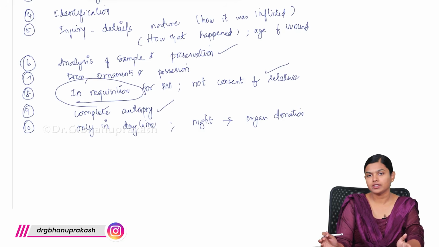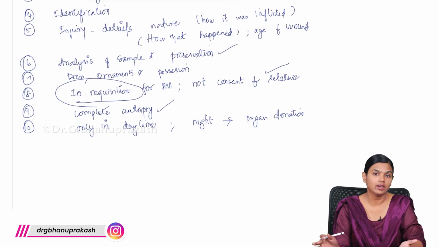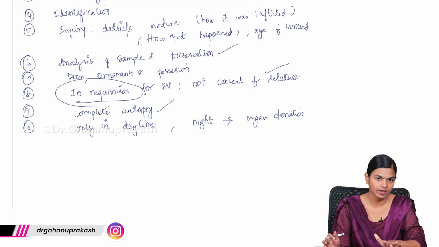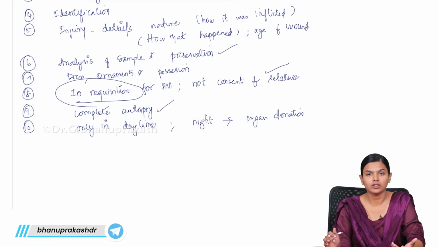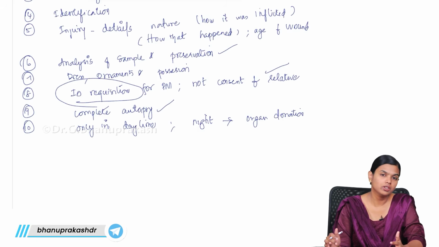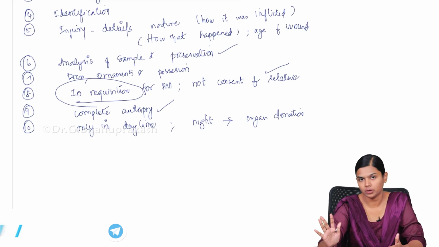If it is an MLC case, like a brain dead case because of an RTA, if someone is dying due to a road traffic accident and they are brain dead and they want to donate some organs to someone else, what do we have to do? It is an MLC case, right? MLC, we have to do autopsy. Autopsy is mandatory. We cannot just forego autopsy in such cases.